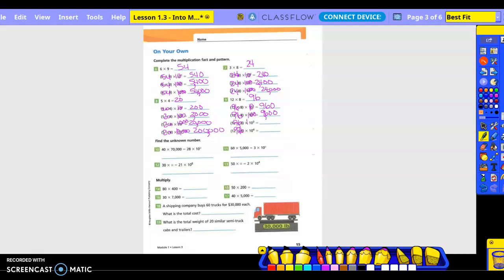10 to the third power is 3 from the right, and adding our commas, so 96,000. 10 to the fourth power is, so 96, and add 4 zeros. Come back 3 from the right, 960,000. Find the unknown number.